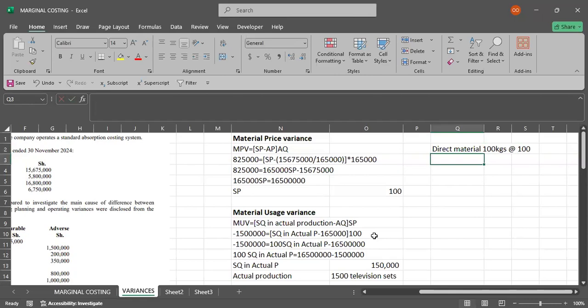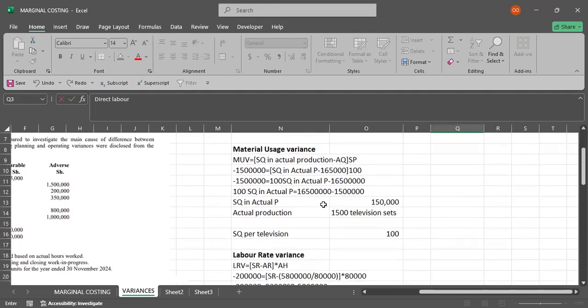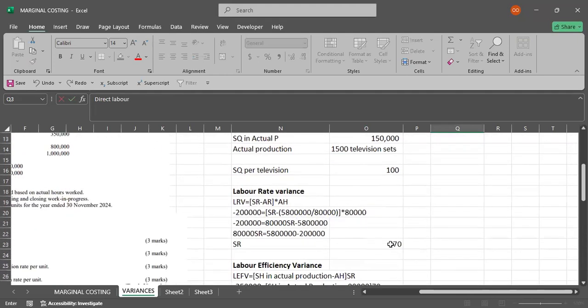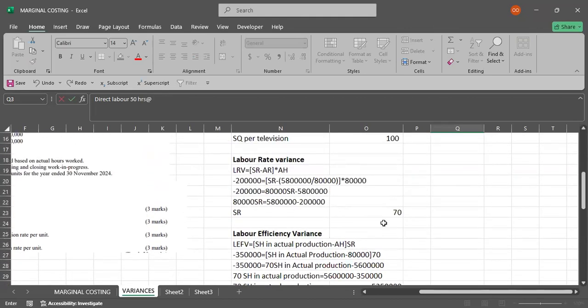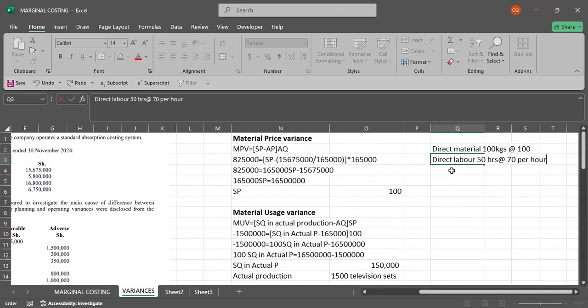Then we have direct labor. We're talking about standard hours. So standard rate is 70. Standard hours per unit is 50. So we're talking about 50 hours at 70 shillings per labor hour.